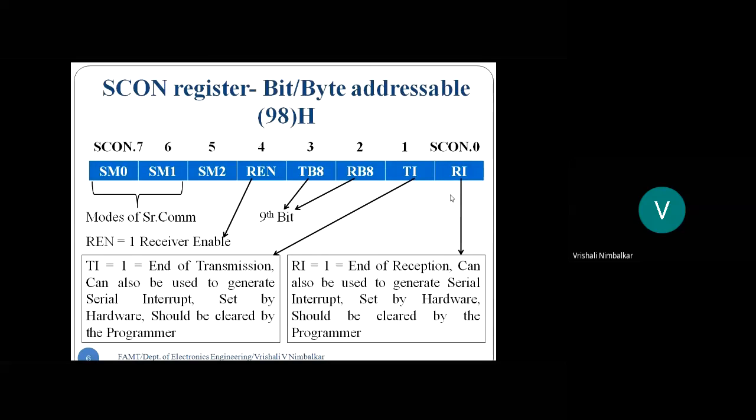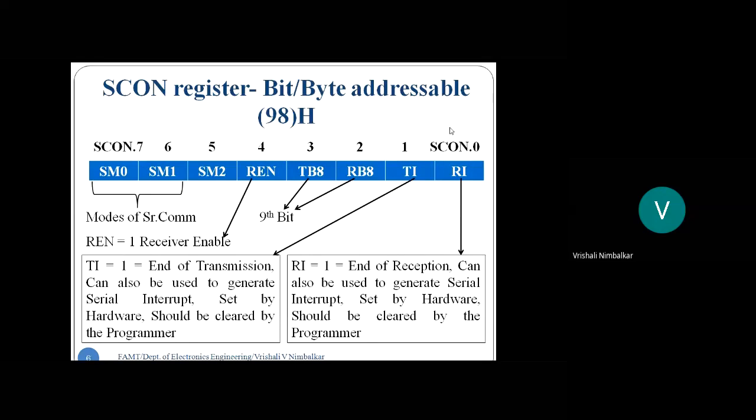I can write an instruction to check the RI bit. Jump if RI bit is set, jump if the RI bit is not set: JNB or JB. If I check whether the reception is completed or not with the help of an instruction, that is called the polling approach. The microcontroller is continuously checking, is RI 1? If RI is 1, the operation is done. If RI is 0, reception is yet to be completed, wait. So the microcontroller keeps on waiting. That is called the polling approach.